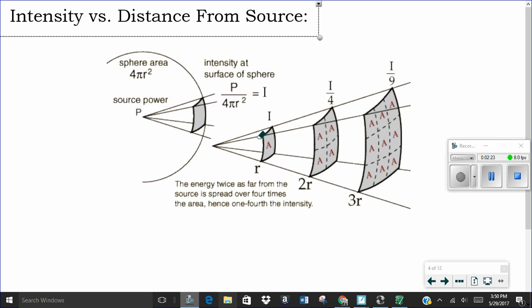So if I end up doubling the radius, I will end up decreasing the intensity by a factor of 4. If I triple the radius, I'll end up decreasing the intensity by a factor of 9. And you can see that clearly in this diagram here because they have broken up the wavefronts into area segments so you can see how the intensity actually decreases.